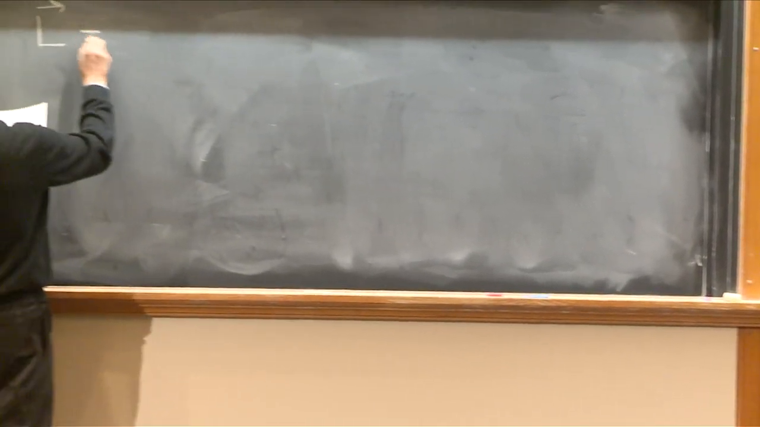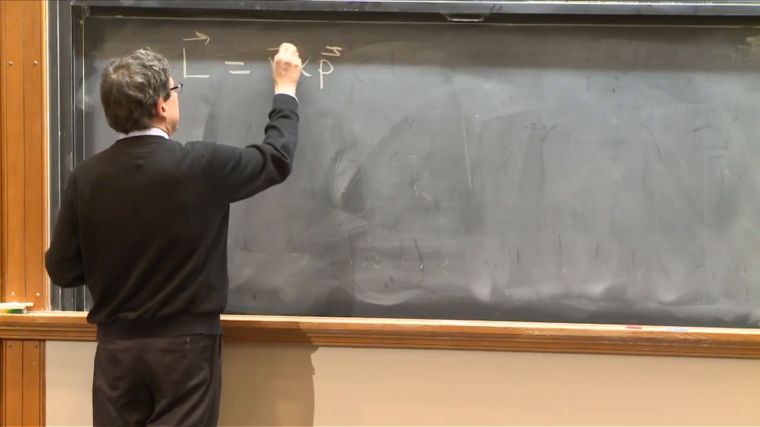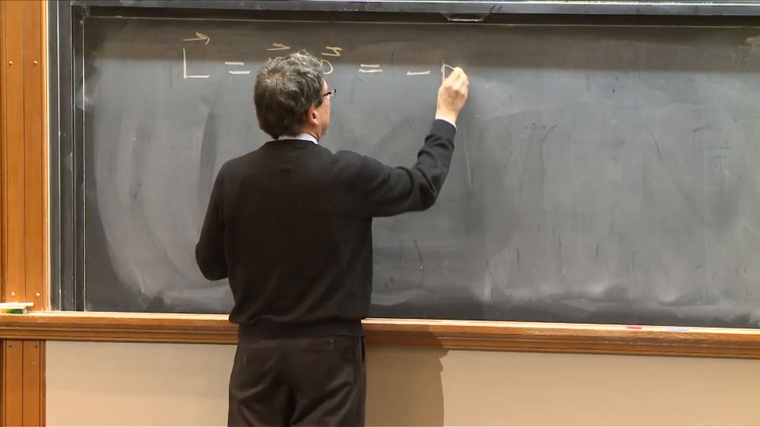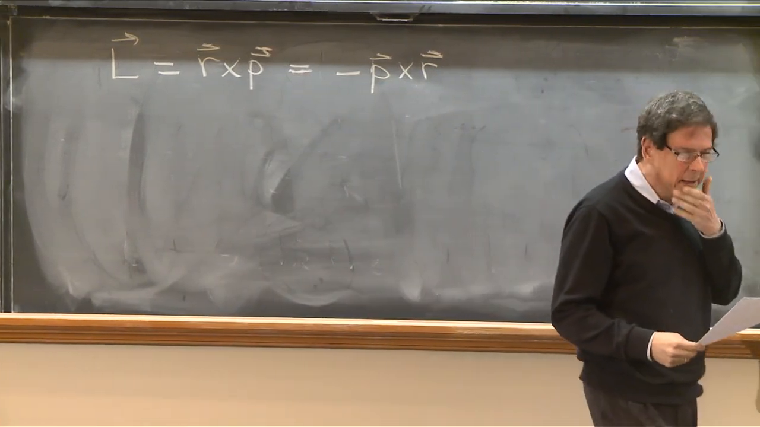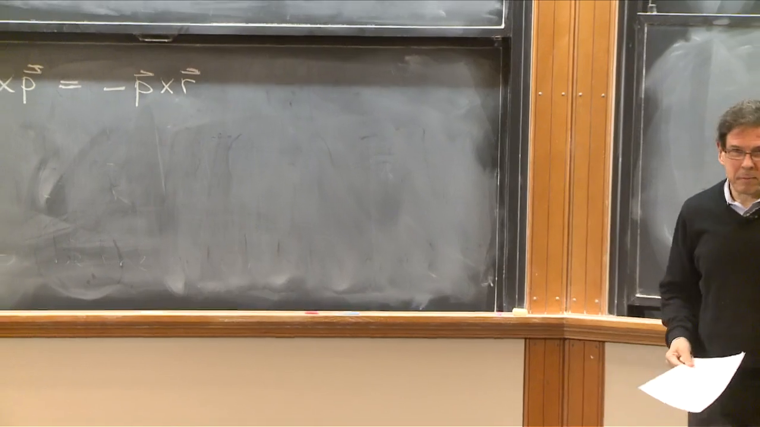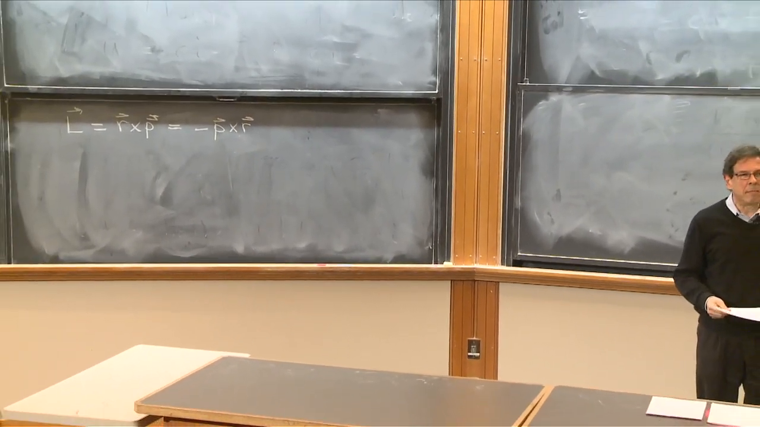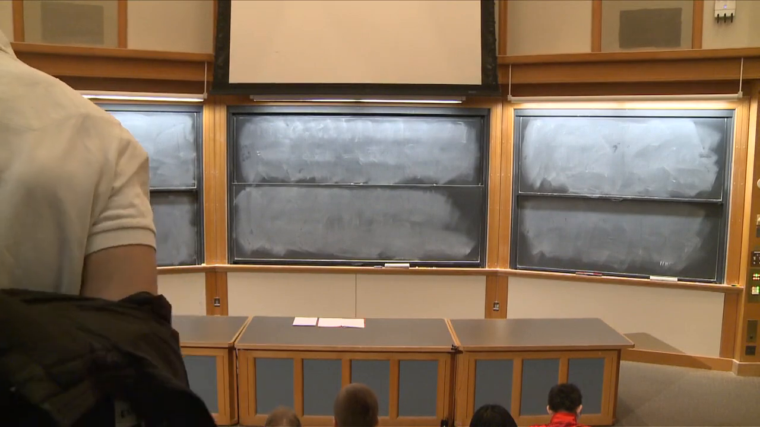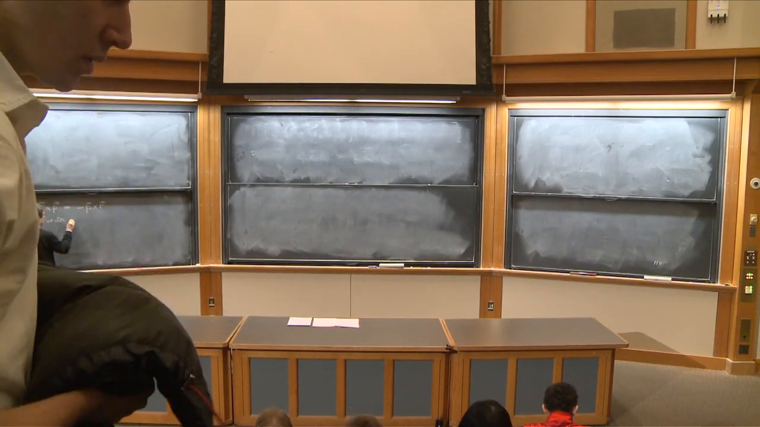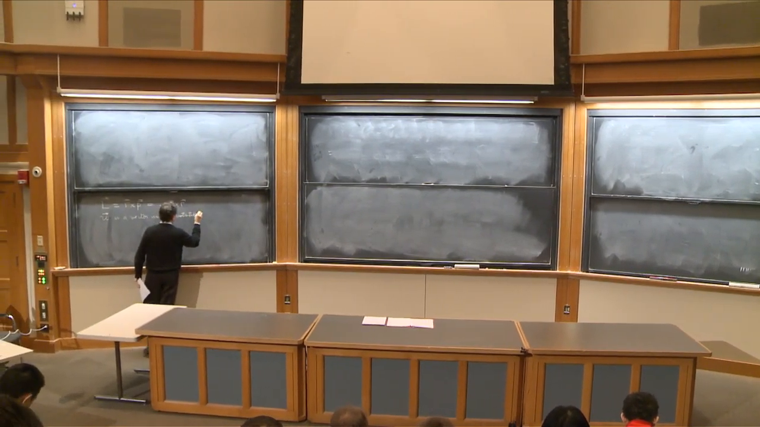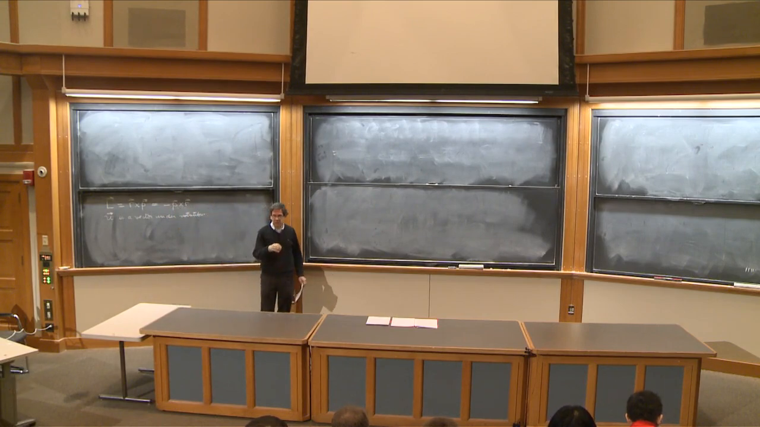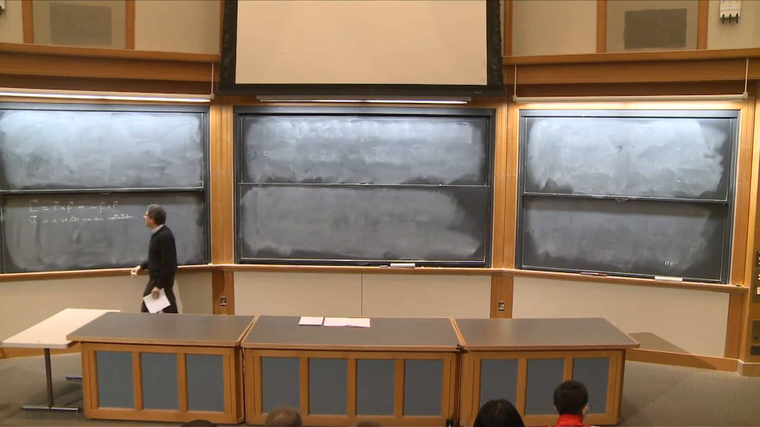So I'll begin by reminding you of a few things. We had L, which is R cross P, and we managed to prove last time that it was equal to minus P cross R. Part of the problems that you're solving with angular momentum use the concept of a vector under rotations. So if U is a vector under rotations, to say that something is a vector under rotations means the following.